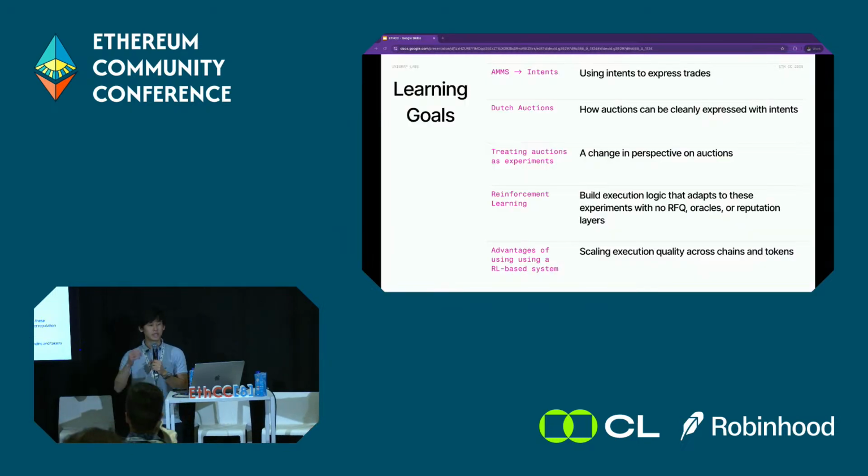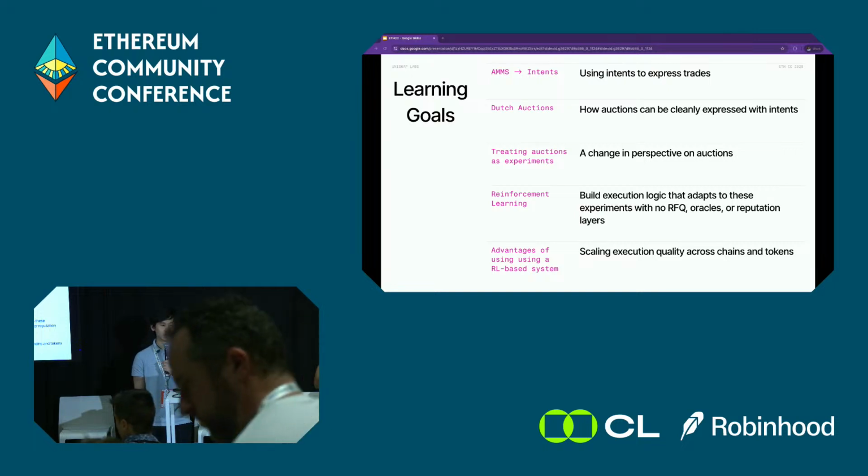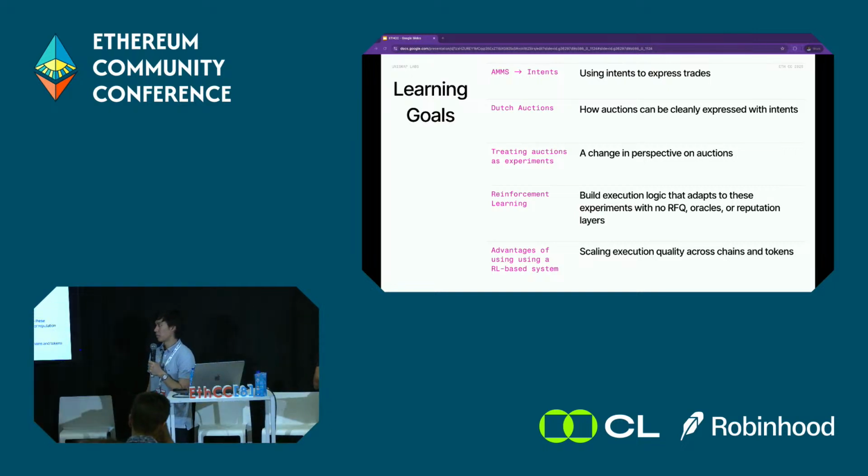Let's start with our goals for the talk. First, we'll talk about intents and how they're cleaner than trading directly against AMMs, and how Dutch auctions map cleanly to intent-based systems. And by treating each auction as an experiment, we can apply reinforcement learning to adapt in real time with no RFQs, no oracles, or reputation layers. And at the end, you'll see how this scales execution quality across both tokens and chains.